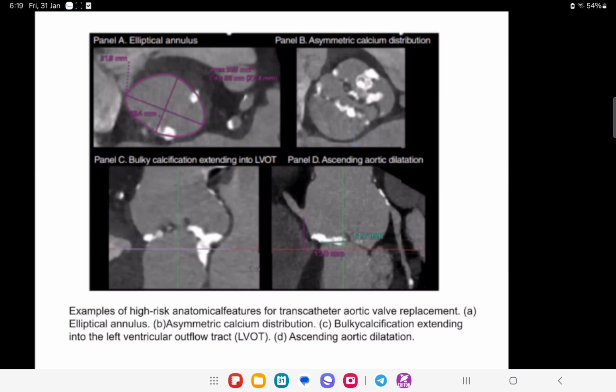A shows the elliptical annulus, B shows asymmetric calcium distribution, the third picture shows the bulky calcification extending into the left ventricular outflow tract, and the fourth one is the ascending aortic dilatation.